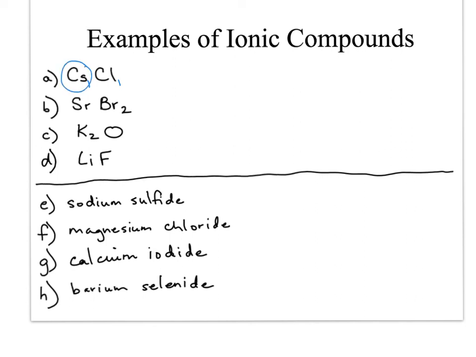So cesium is our metal, and how I know that is I look up the Cs on the periodic table and I write its full name because it is the metal. And then the Cl stands for chlorine, and I see that's a non-metal on my periodic table, so I end it with -ide. So cesium chloride is the name of this chemical compound.